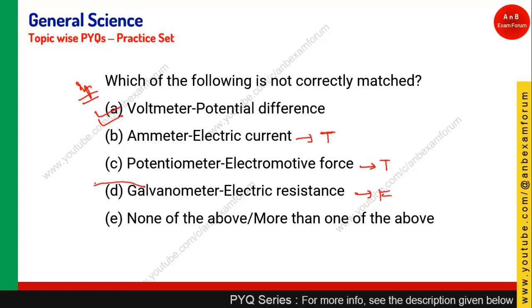Galvanometer measures the current which are very small values. Okay, small current is measured by galvanometer, not the electric resistance. Okay, so those who have given option D, they are right.